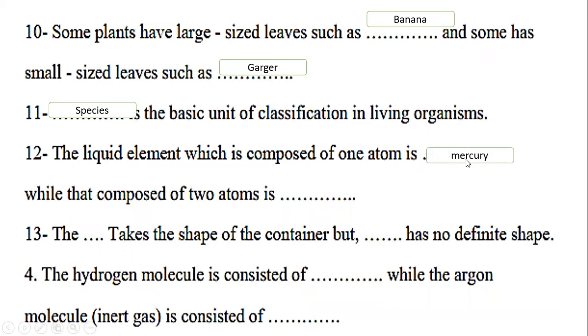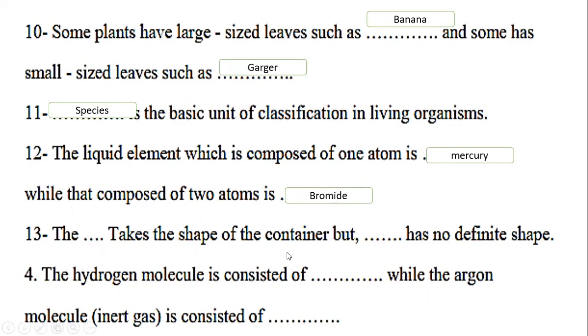Okay, like mercury. And the one that is composed of two atoms, diatom, but liquid, this is bromine, yeah? Do you remember? It is bromine. So I have mercury because mercury is a metal, it is monoatom. And bromine is a non-metal, so it is diatom. This one monatomic, this one diatomic.